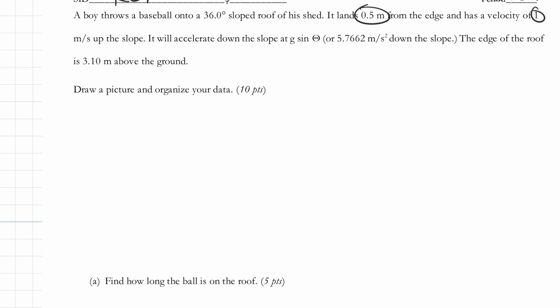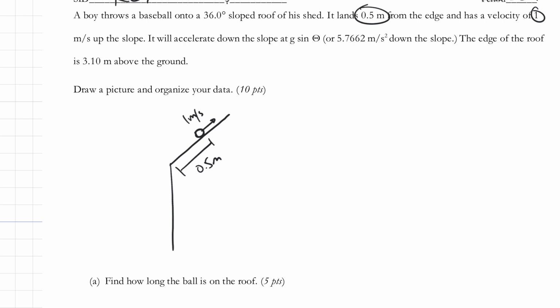Okay, and let's see. So what I'm going to do here is I'm going to draw this, the way that I imagined it. I guess we don't really have anything to do with the overhang here. We don't want to do that, right? So it's going to land about right here. Okay, and we're going to say that is 0.5 meters from the edge. And its initial velocity going this way is 1 meter per second.